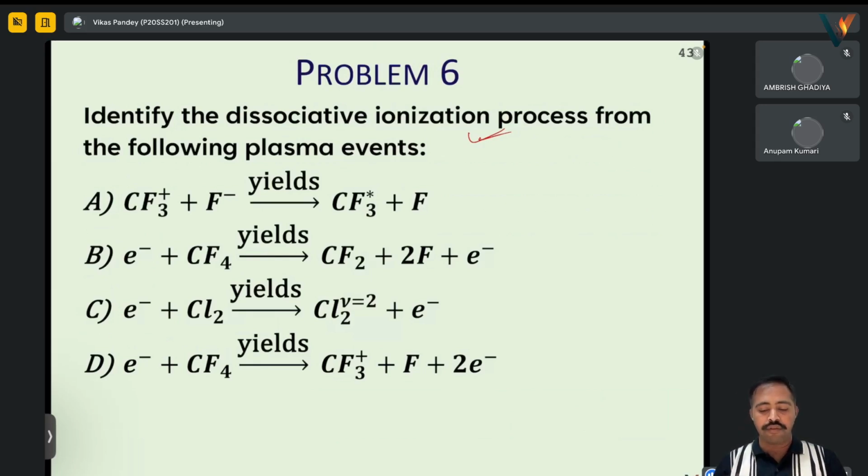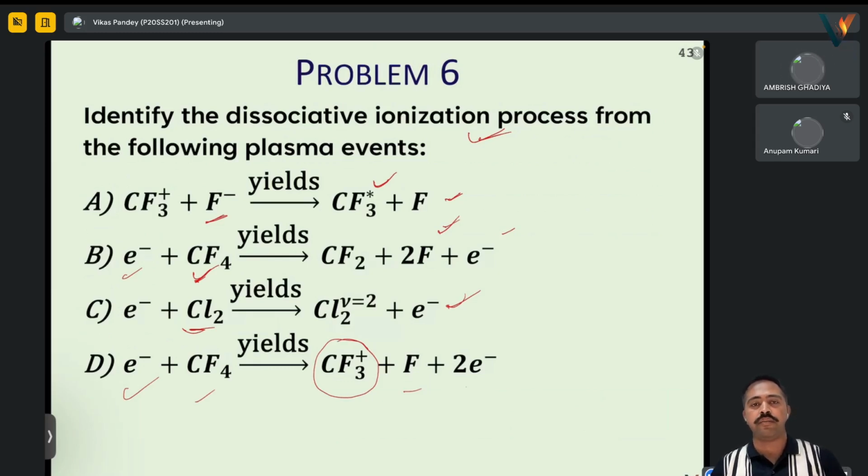For the CF3 ion, we saw three different stages, right? So which one will be the dissociative ionization process? Electron plus CF4 leads to CF3 ion plus fluorine plus 2 electrons, which represents dissociative ionization. B represents dissociative ionization.